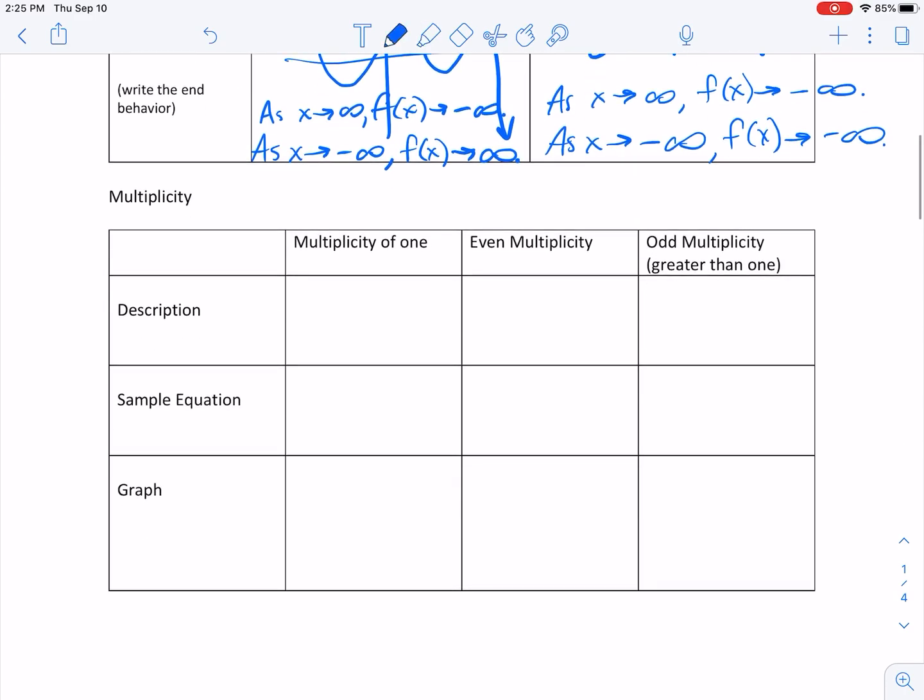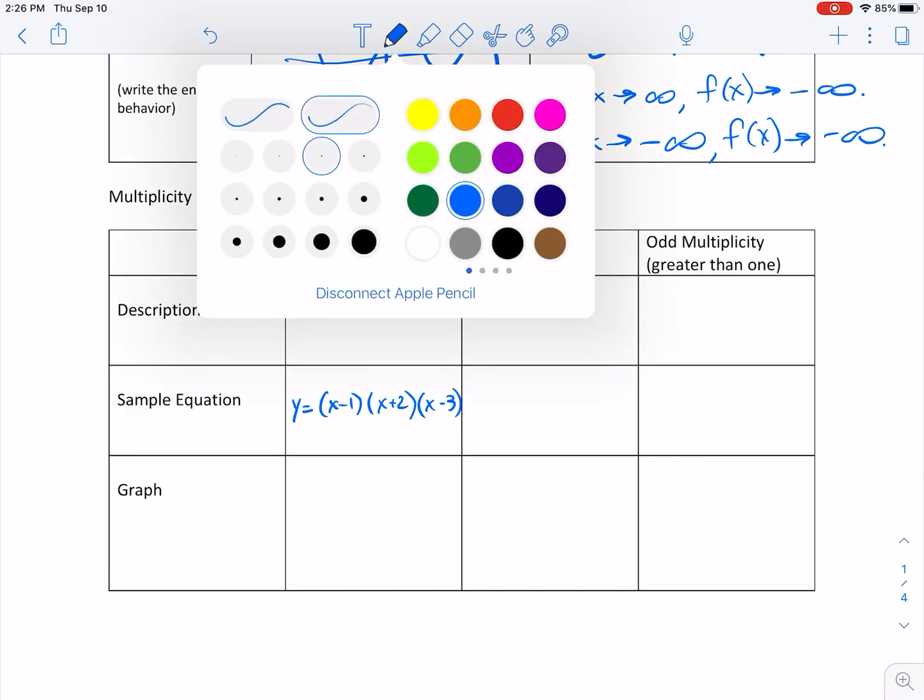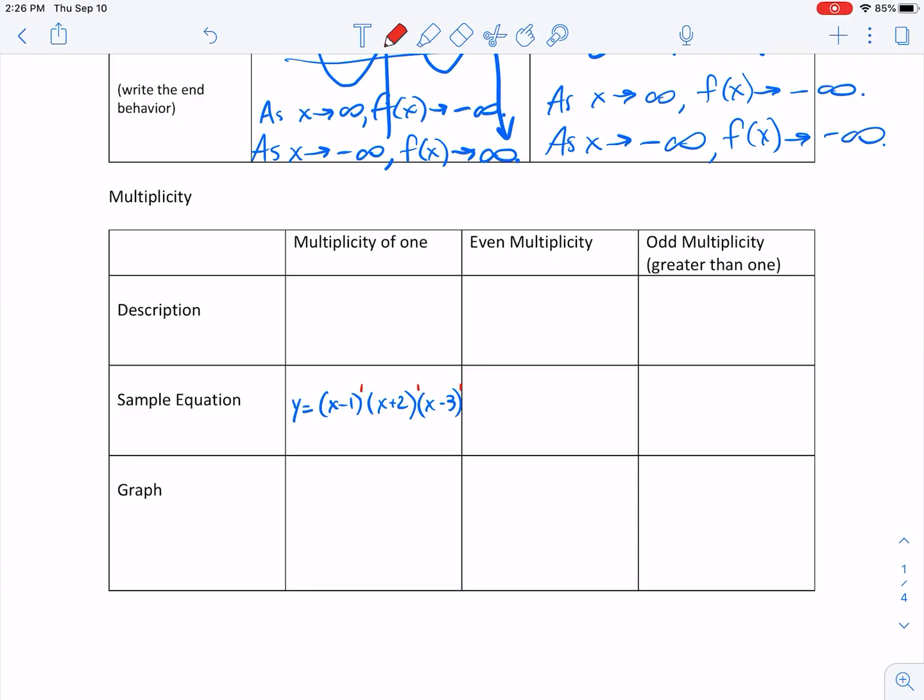Okay, the next thing is when we talk about the multiplicity. A multiplicity of 1 just means that I have a factor that shows up in my problem one time. So something like, if I have y is equal to x minus 1 times x plus 2 times x minus 3, each one of those is raised to an understood first power. We don't write that, but that gives us that multiplicity. So in this particular problem, I've got a zero at positive 1, a zero at negative 2, and a zero at positive 3.